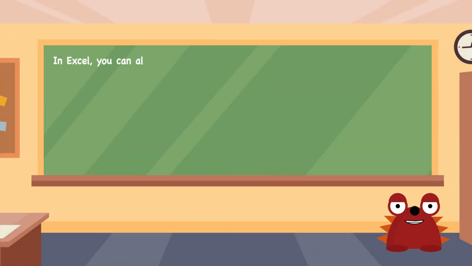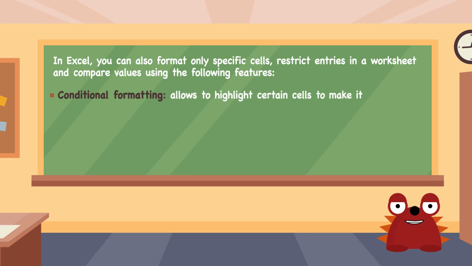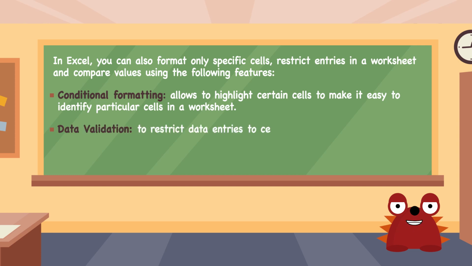In Excel, you can also format only specific cells, restrict entries in a worksheet and compare values using some of Excel's features. They are as follows. First is conditional formatting. It allows highlighting certain cells to make it easy to identify particular cells in a worksheet. Another is data validation. It is for restricting data entries to cells in a worksheet. And lastly is the if function, which is for comparing values.